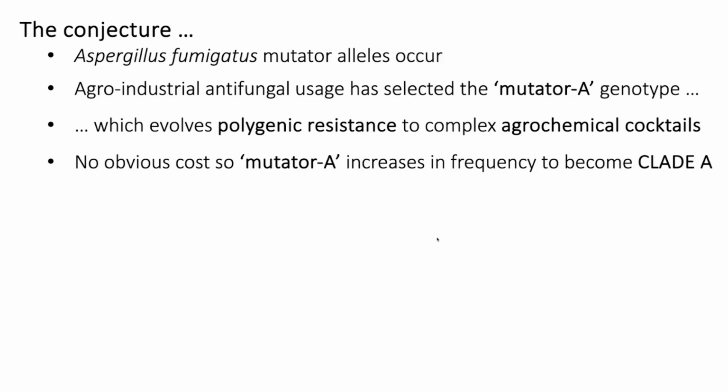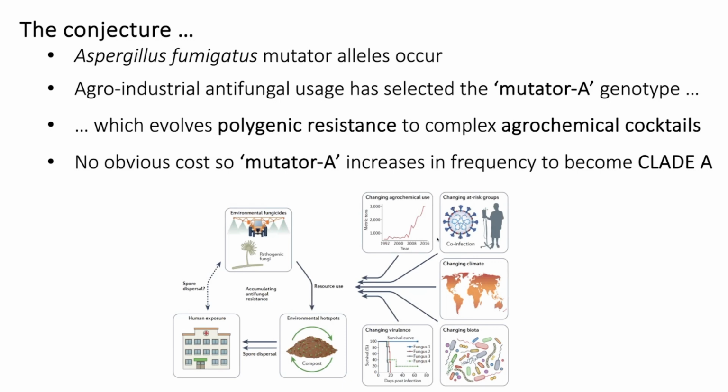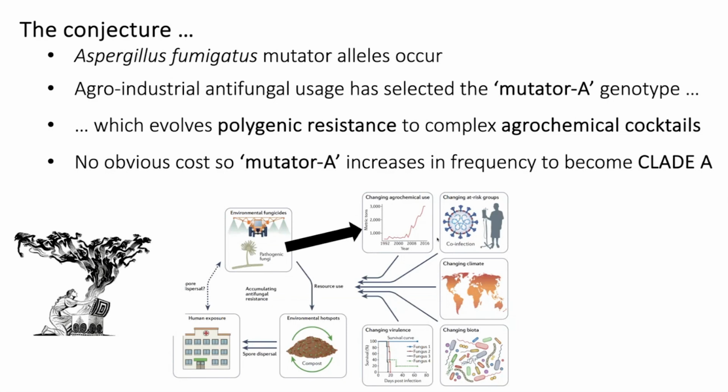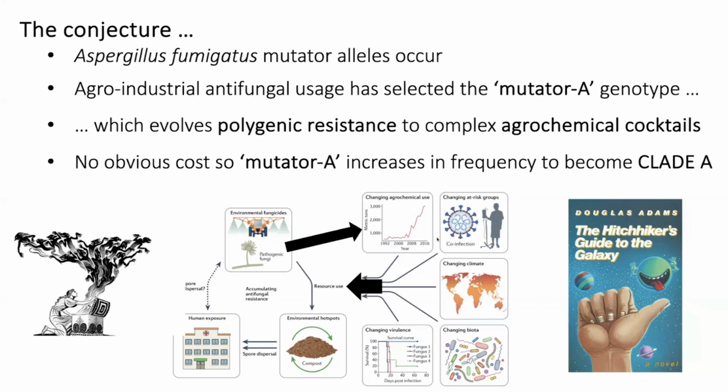So this is the conjecture. Aspergillus fumigatus mutator alleles occur at a background rate in the environment. Got a very strong selective environment. So these mutator genotypes respond to directional selection and sweep up in frequency as they pick up polygenic resistance to these complex agrochemical cocktails. And eventually you end up with something like clade A. So here you go, the Pandora's box of mutation, changing agrochemical use, and the hitchhiking of the different resistance on that particular haplotype, and that's where we're going with fumigatus.